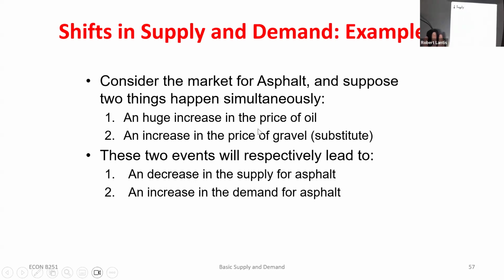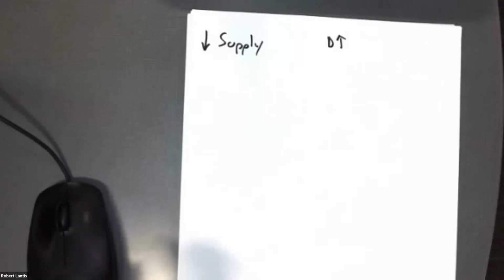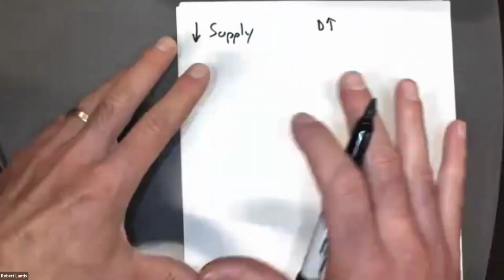Now, if people thinking about putting in a driveway or a parking lot are choosing between a gravel parking lot or an asphalt parking lot, and all of a sudden the price of gravel goes up, well, once again, these are people purchasing and building, so they're the consumer. Here the price of a substitute good goes up, so I'm less likely to put in a gravel driveway and more likely to put in an asphalt driveway. So I'm going to have a demand increase.